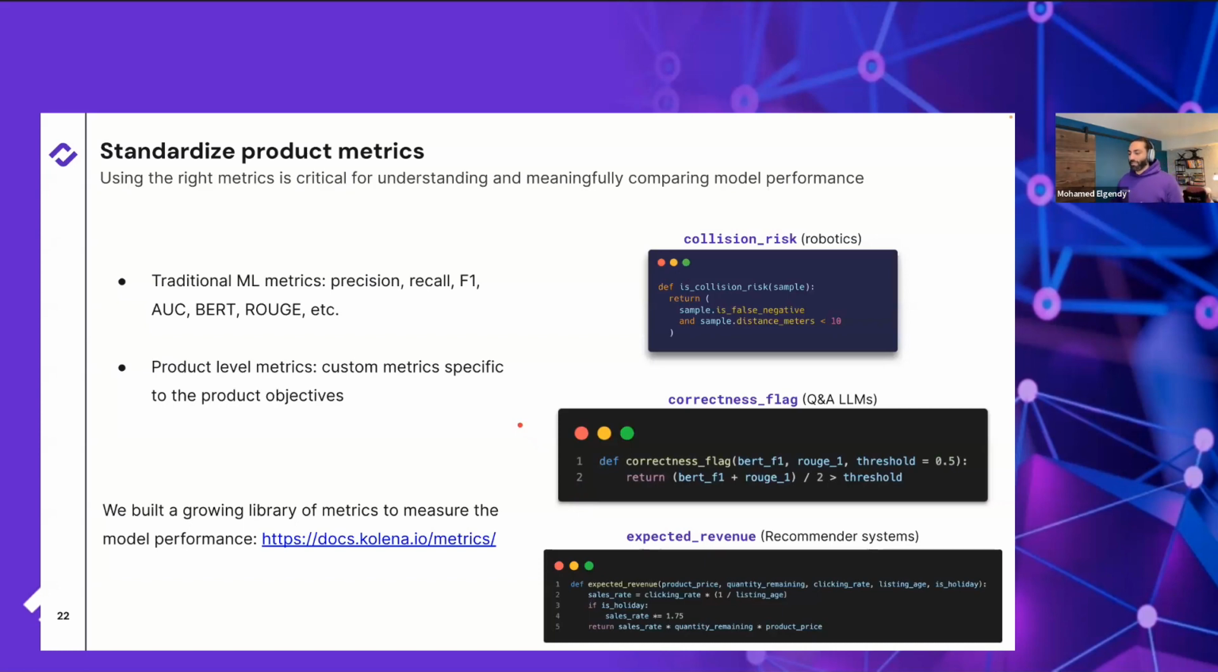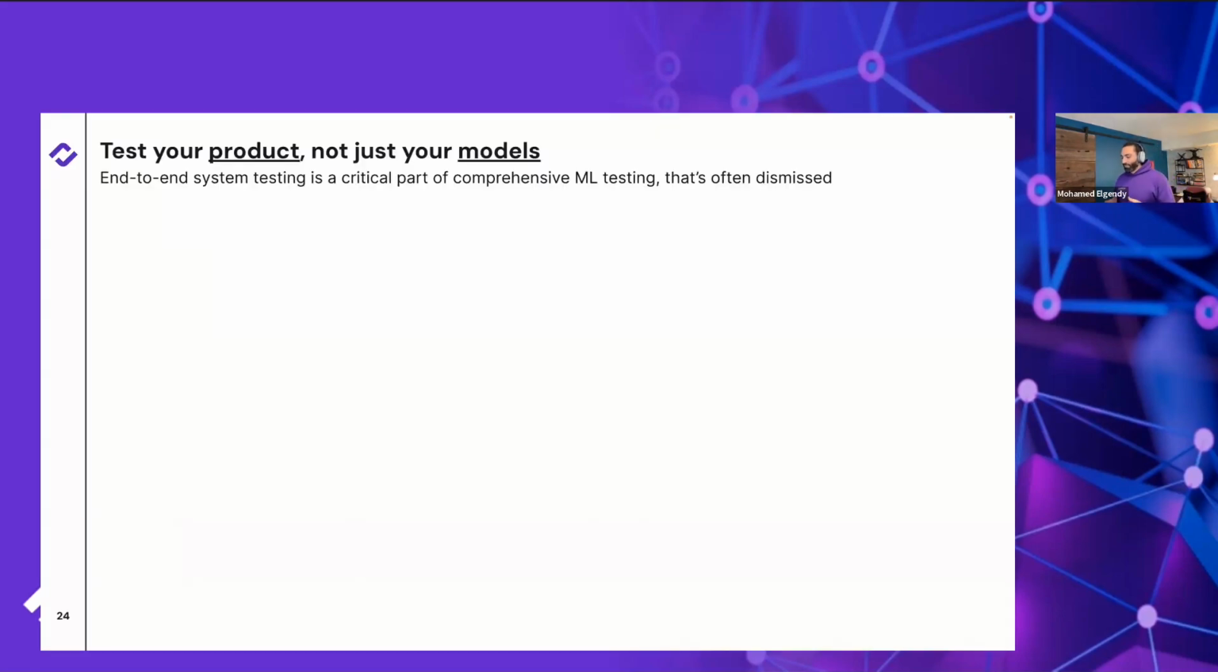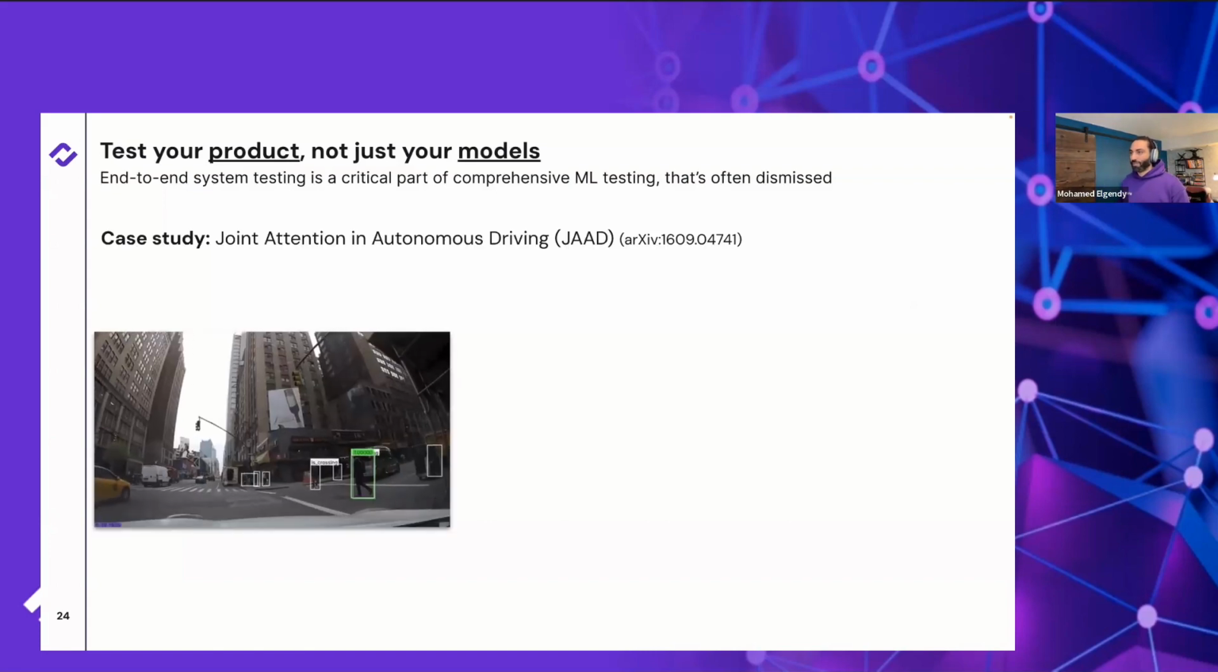So now we've talked about standardization. Last thing we would jump on is product level testing. Today we've been testing our models, not the entire product. We just go ahead and test models, pick the best model, and push it out to our system. But testing the end-to-end system is a critical part of comprehensive validation for our products.